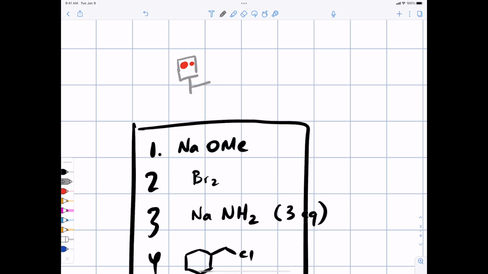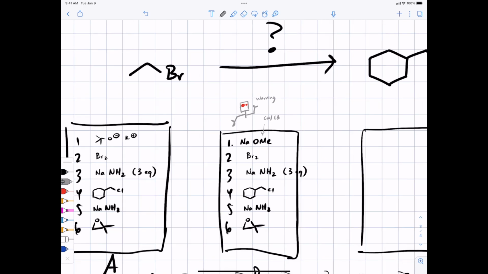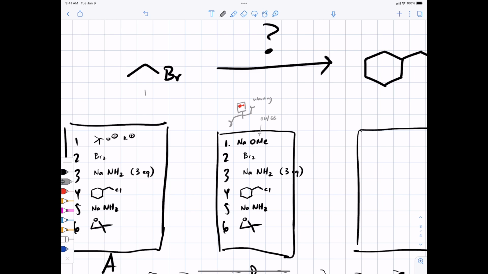Here's the robot waving hands and saying, warning, warning, warning, don't do that. The problem is, as you've noted, this is both a good nucleophile and a good base, and your starting material is a primary alkyl halide. So what you're going to get from here is just an ether, and then you're done.